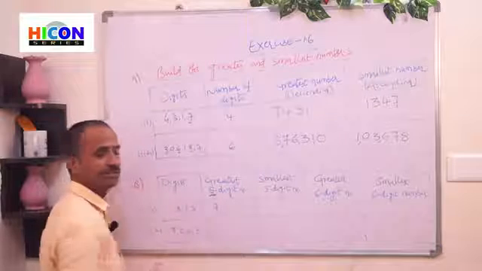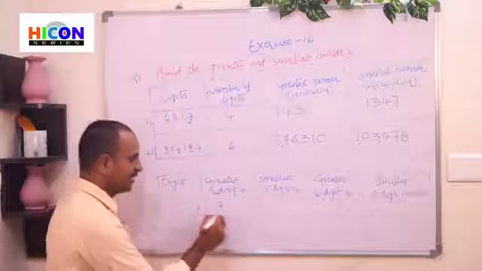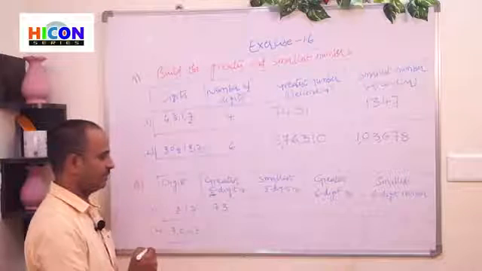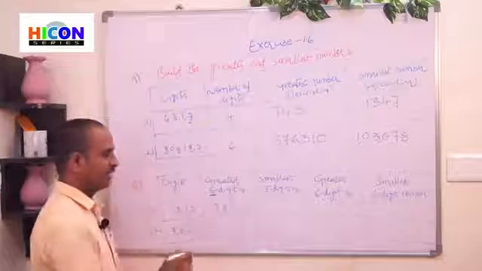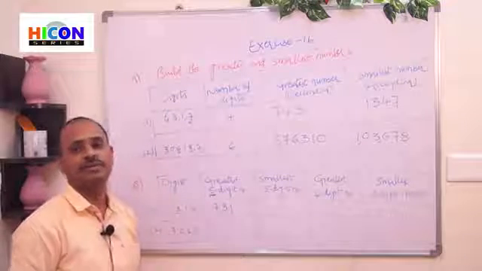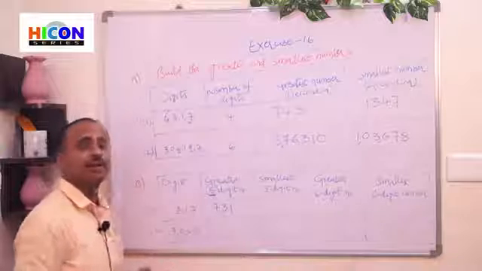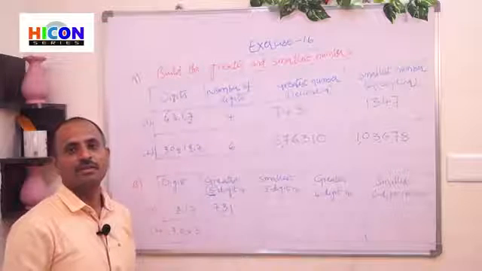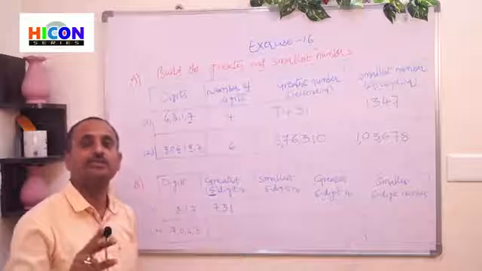So which one is greatest? 7 is greatest. And after 7, which one is greatest? 3 is greatest. So write 3 after 7. So there is remaining 1. So write the remaining digit in the last. 731. But this is the greatest 3-digit number. But we require a 5-digit number. That means we require 2 more digits.